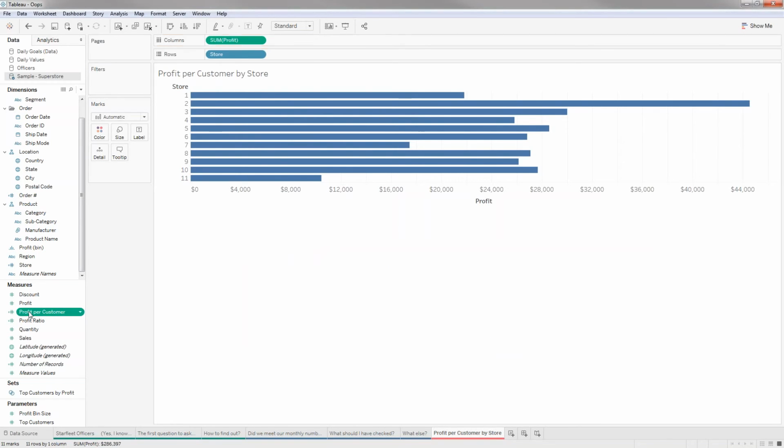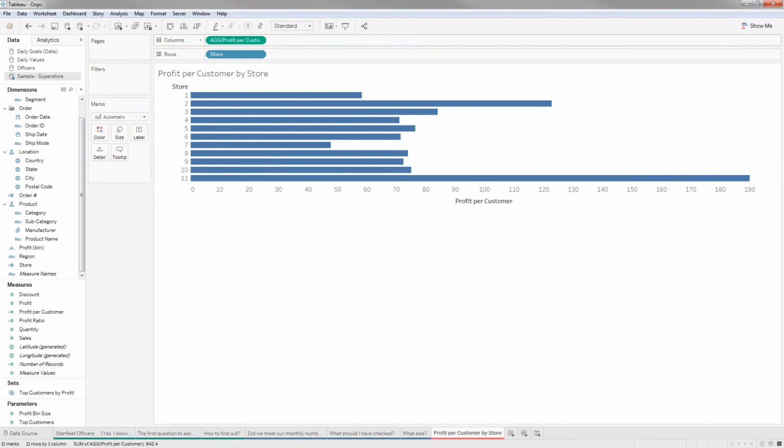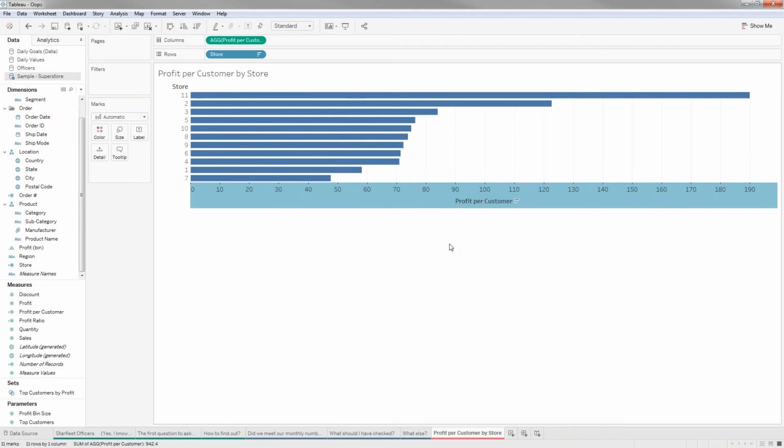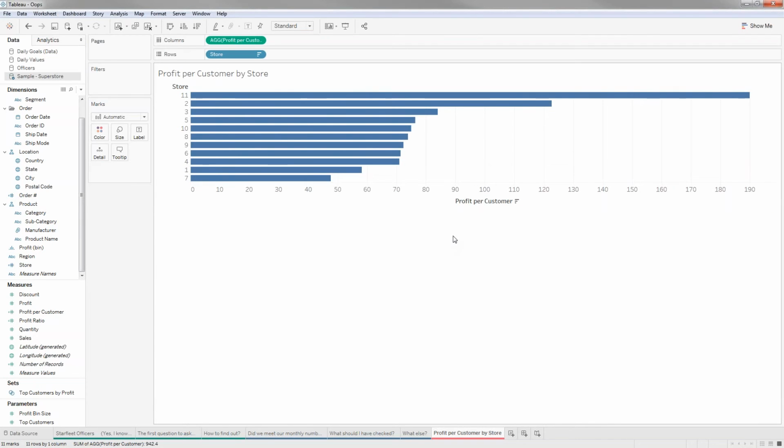And I'll use that. I'll bring that in here instead of sum profit. And immediately something jumps out to me, and that is I've got a store that's doing really well. I've got some others that are doing pretty well, and then maybe some that aren't doing quite as well. But this is pretty amazing, because I've got some stores that are doing pretty well, and I'm going to start to structure this into a story to tell.